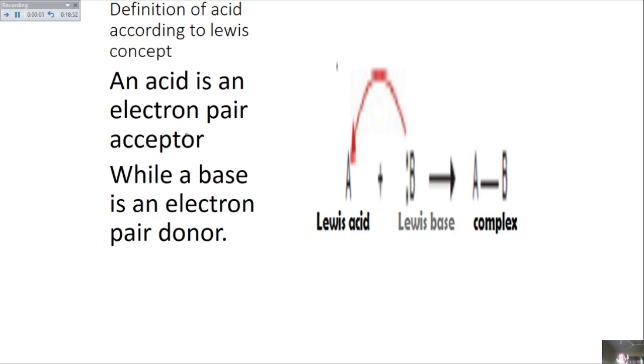Now, this is a good example of what I'm trying to say. The base must have a lone pair. We call it an electron pair. It must have two electrons to donate to the acid. Then the acid must have an empty orbital to accept this lone pair of electrons to form what we call a complex. If this happens, then we say B is a Lewis base, while the A that is accepting the lone pair of electrons is a Lewis acid.